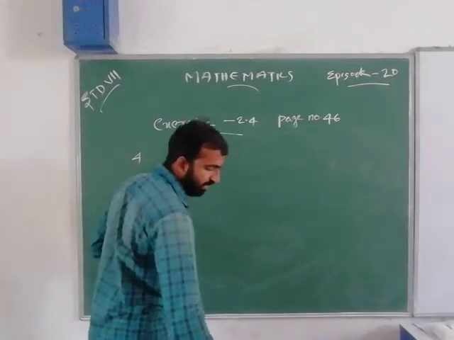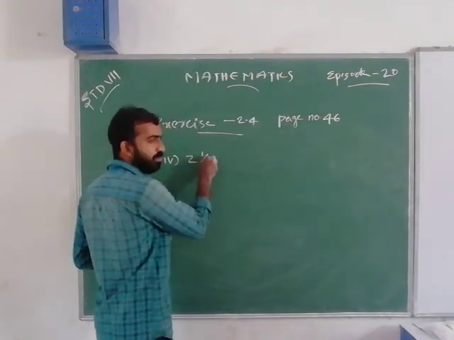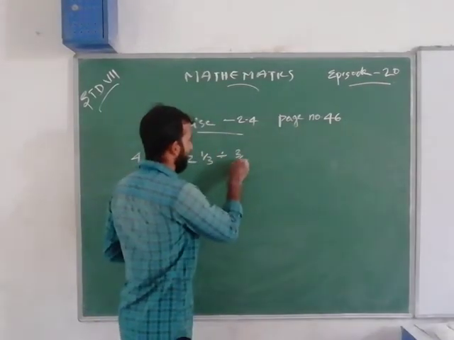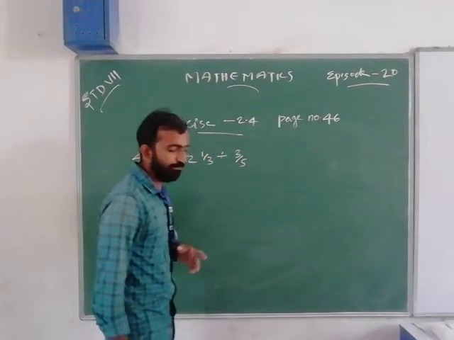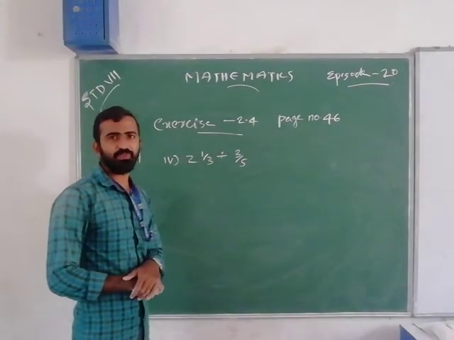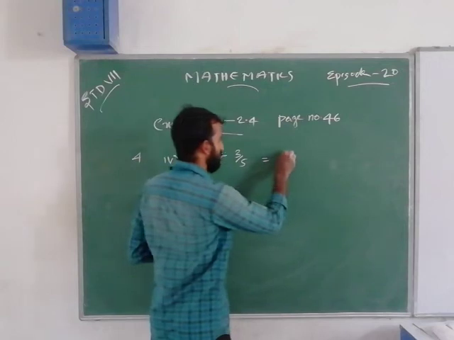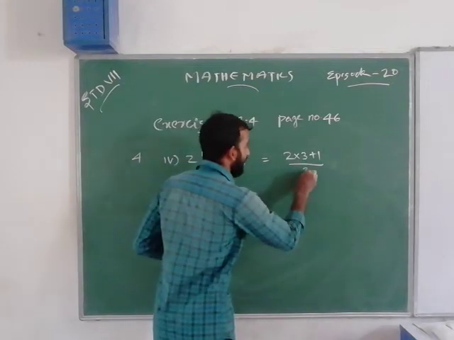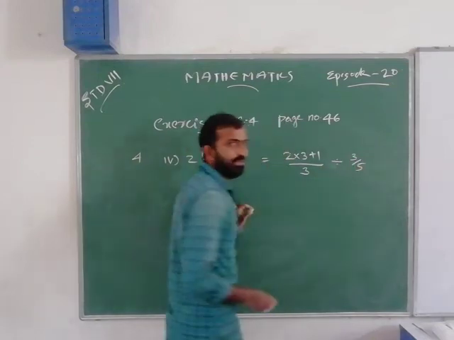Fourth one, 2 and 1 by 3 division 3 by 5. That is our fourth question. Here is a mixed fraction. That is, 2 and 1 by 3 means 2 into 3 plus 1 by 3, division 3 by 5.